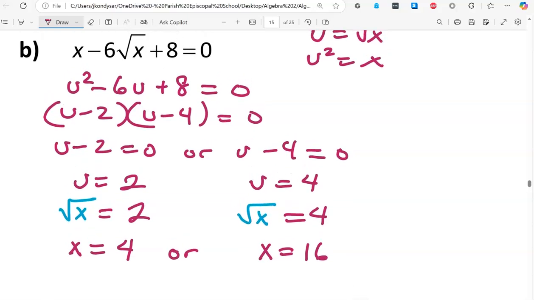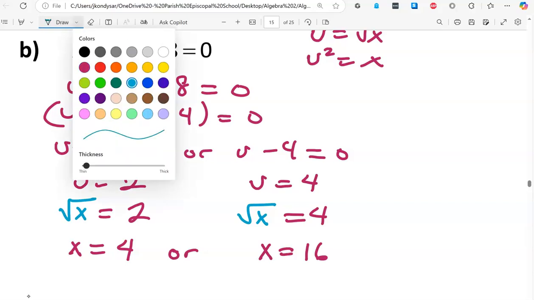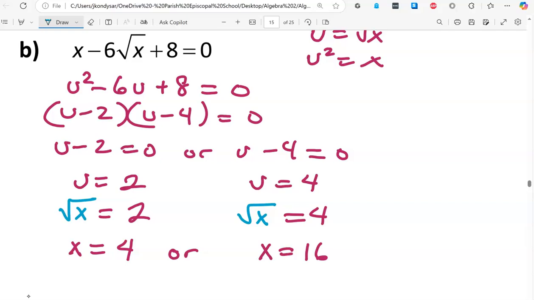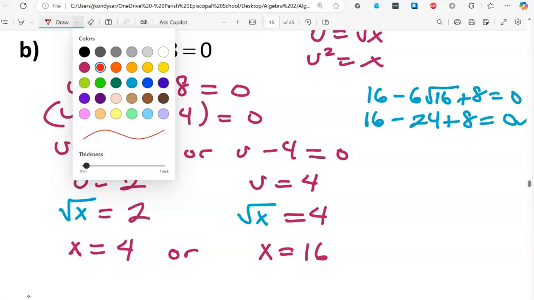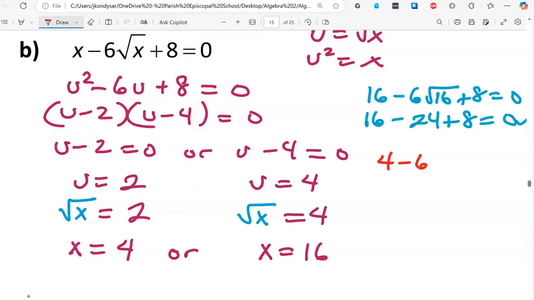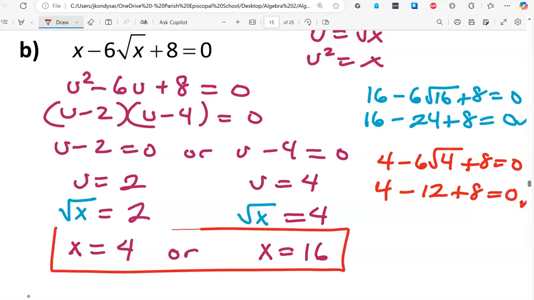We can certainly check them in the original equation. So for instance, if I use 16 minus 6 times the square root of 16 plus 8 should equal 0. So 16 minus 6 times 4, which would be 24, plus 8 is equal to 0. That's true. And if we check the solution x equals 4, then 4 minus 6 times the square root of 4 plus 8 should equal 0. Or 4 minus 6 times 2, which is 12, plus 8 does equal 0. That one checks as well. So I'm going to accept both of those solutions. But really, we're going to know if we have an extraneous solution from the square root equation.